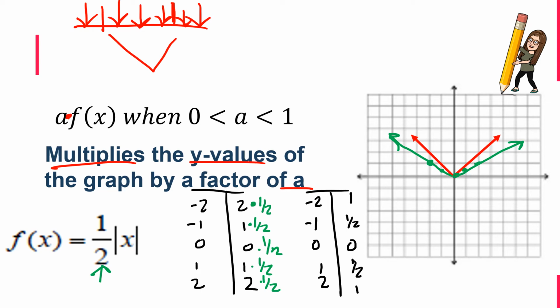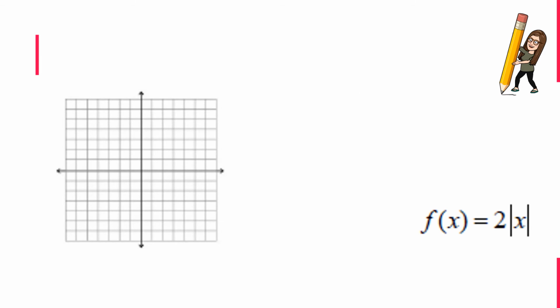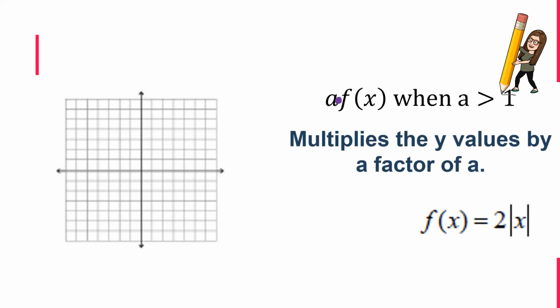Now let's try the opposite. What if A is not between 0 and 1? If it's not between 0 and 1, we have a stretch. So if I have an A value that is being multiplied by my function and it's greater than 1, then I'm going to multiply the y values by A still, and we call this a stretch. If I elongate or stretch my V, it's going to make it skinnier, right? Imagine grabbing the V and pulling it up. We're going to stretch it.